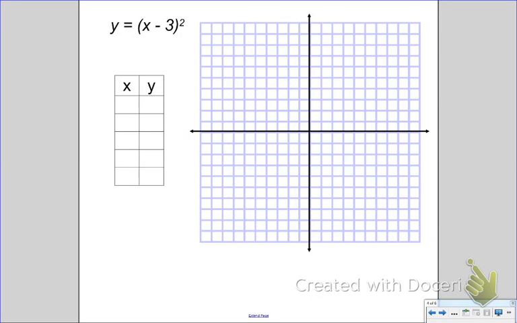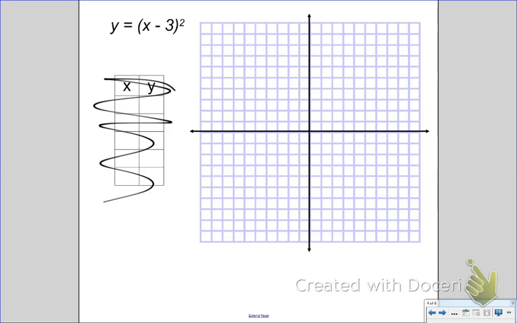So write this one down for me. And don't worry about writing down the table of values, because I don't want to do that one this time. We'll come back to it later. So, y equals (x minus 3) squared.